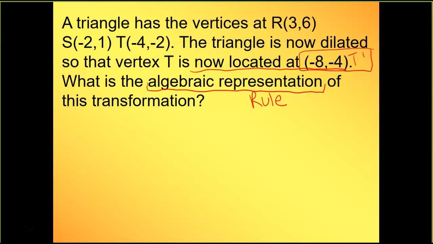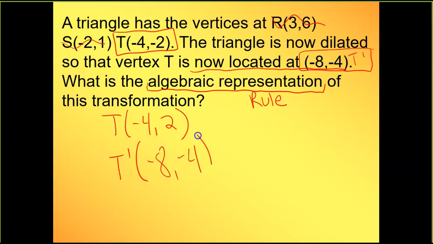Oh, let's see. How did you figure that out? So you divided the new by the old. What ordered pairs did you use? We used ordered pair T and T prime. So did I even need the ordered pairs for R and S? No. So if T was -4, -2, T prime is -8, -4. And you just said you just used new over old? All right, let's try it.